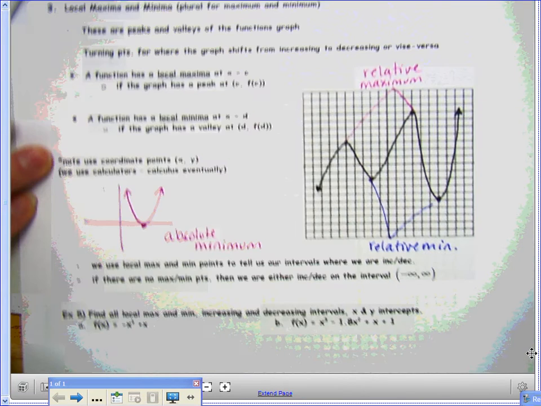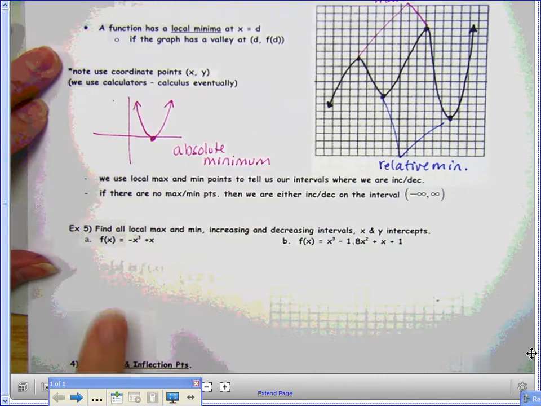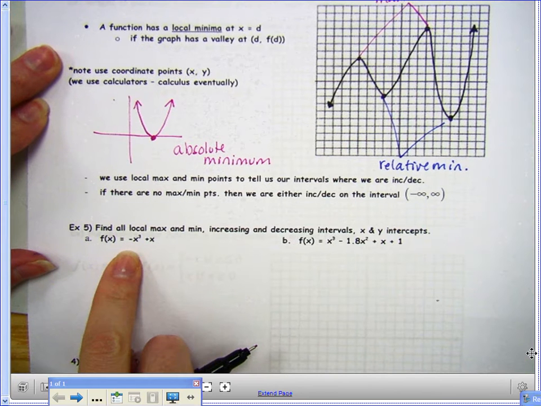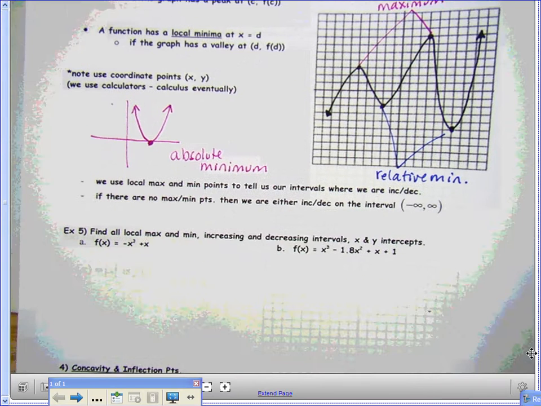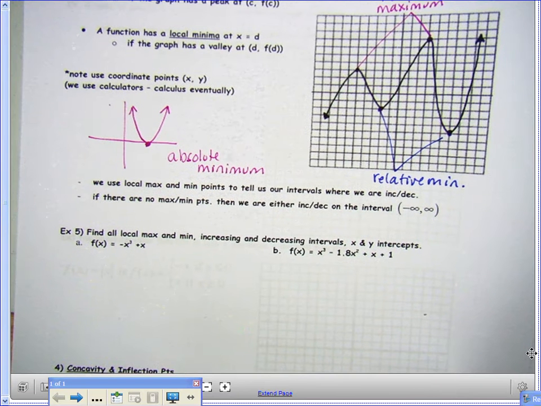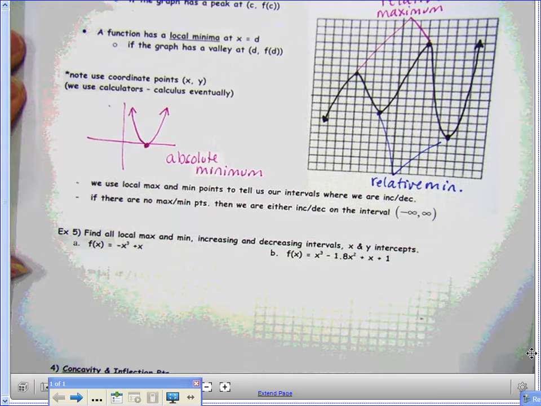So what I want to do is we're going to do this first problem together. So get out your calculator so that we can look at it. And we are going to find the local max and min, the intervals where we're increasing, decreasing, and we're going to talk about finding the x and y intercepts.